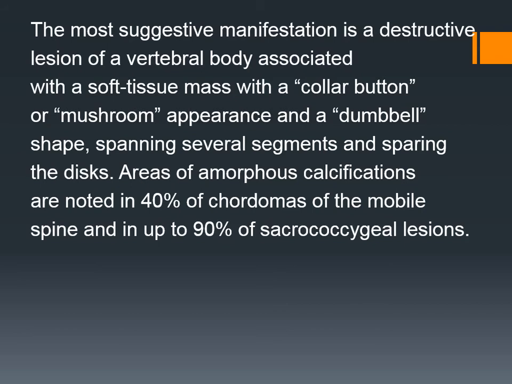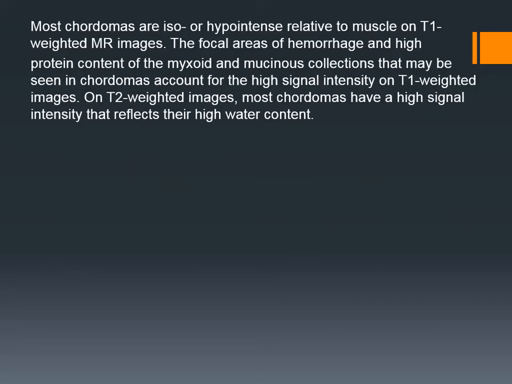Areas of amorphous calcification are noted in 40% of chordomas of the mobile spine and in up to 90% of sacrococcygeal lesions. Most of the features are similar, they look almost the same, except the location is more common in the sacrum and the spheno-occipital area, while chordomas are also found in the vertebrae.